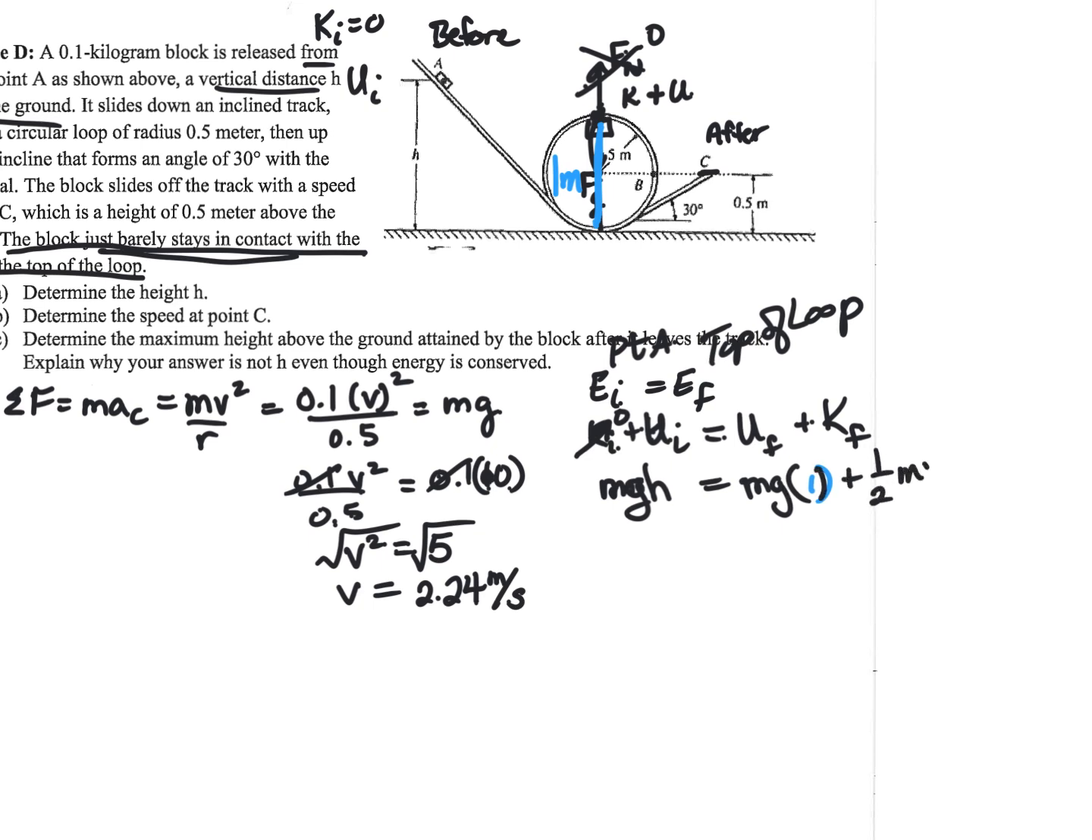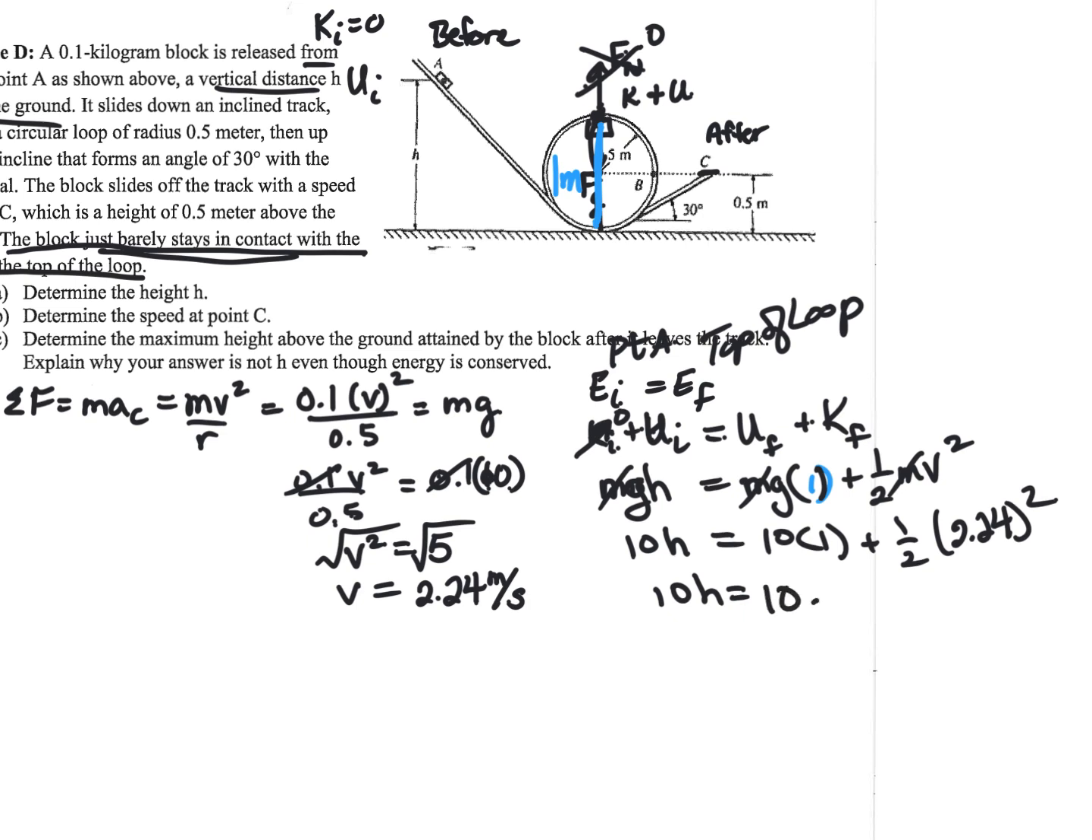So let's plug everything in. All my m's go away. It doesn't even matter. So we've got 10 times h equals 10 times 1 plus 1/2 that velocity, 2.24 squared. So we have 10h equals 10 plus, that's really the square root of 5 squared, so half of 5 is 2.5. So 10h equals 10 minus 2.5, so h is 0.75 meters.